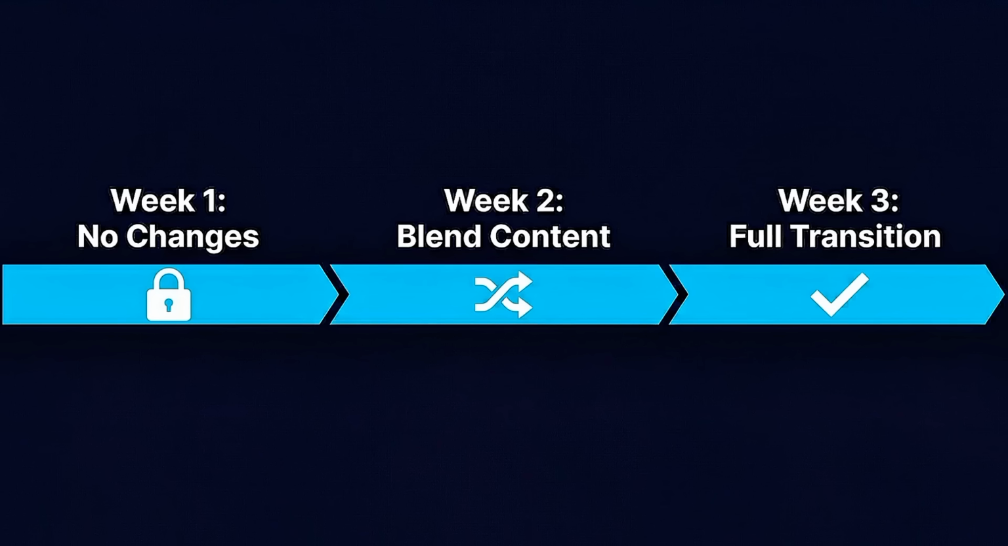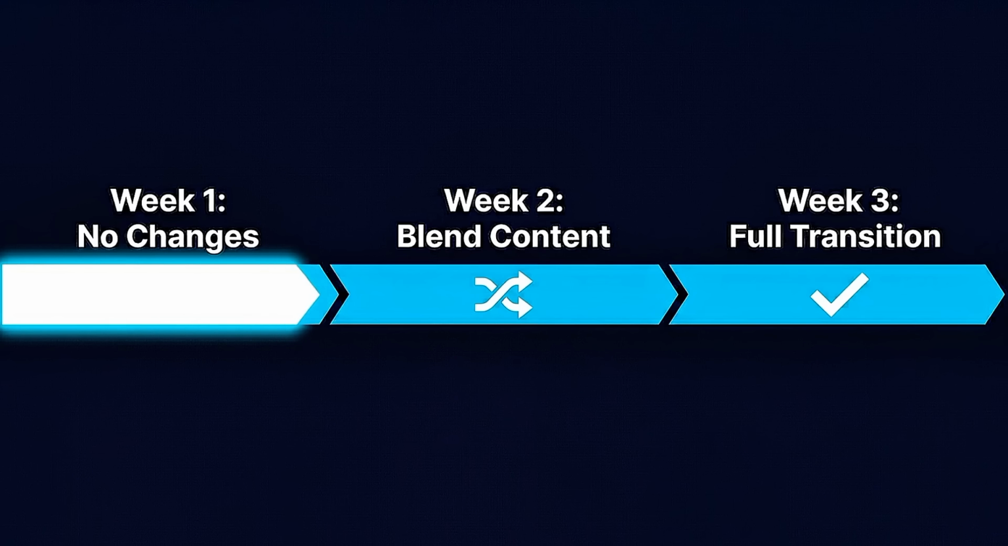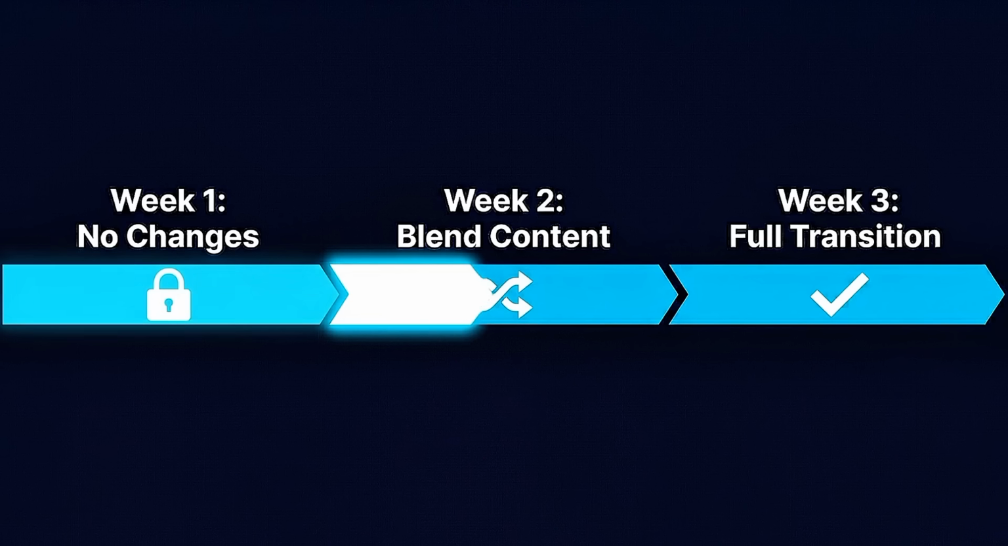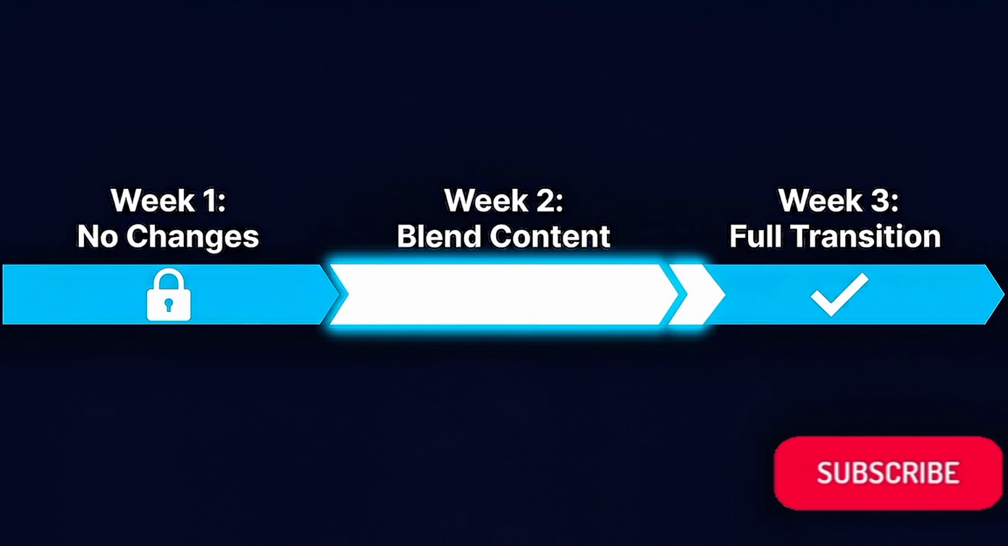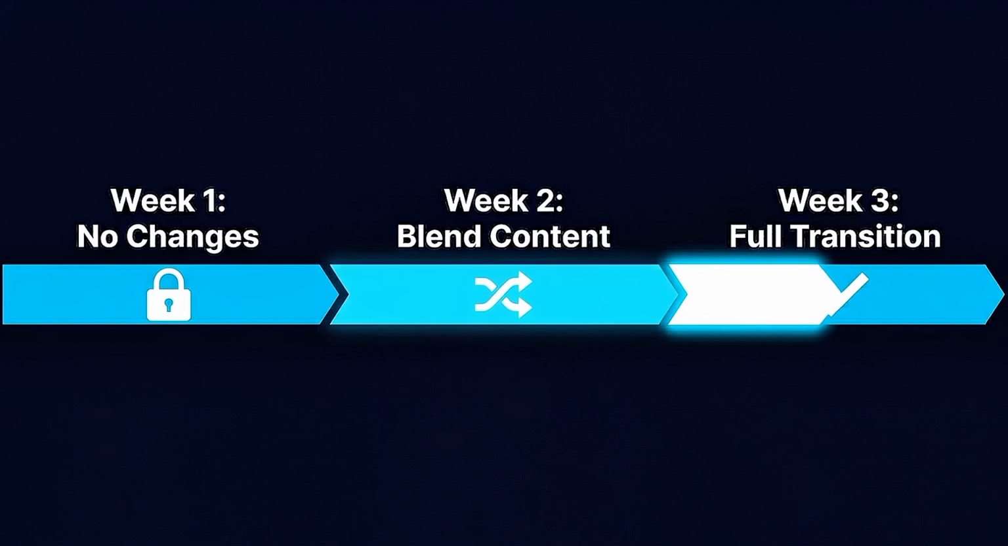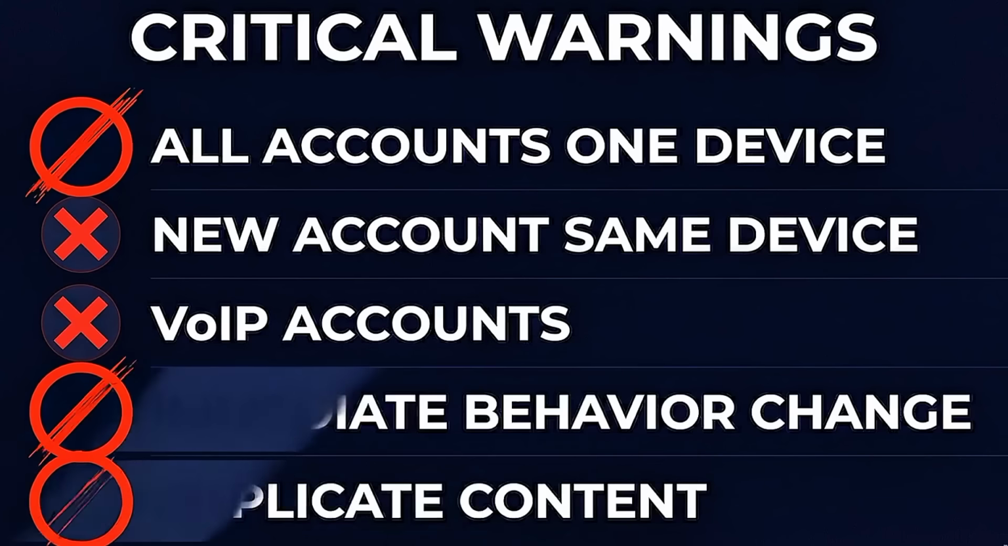Week 1. Don't change anything visible. Keep the bio, keep the profile photo, keep the posting schedule similar to the previous owner's pattern. Week 2. Start blending your content with the account's previous themes. If it was posting tech news, keep posting tech news, but add your client's angle. Week 3. Gradually shift to your full content strategy. Never change multiple accounts' behavior simultaneously.